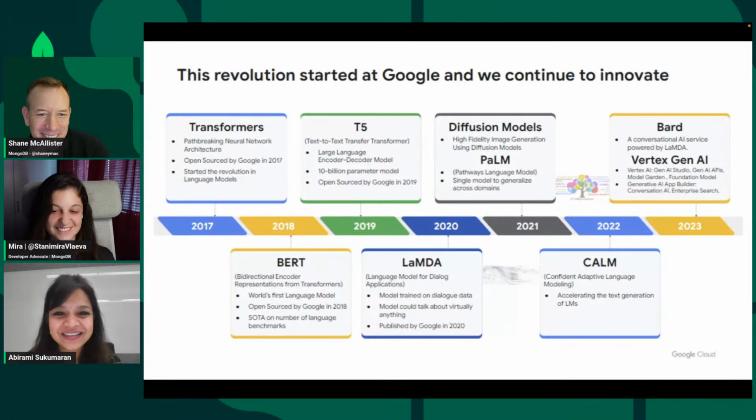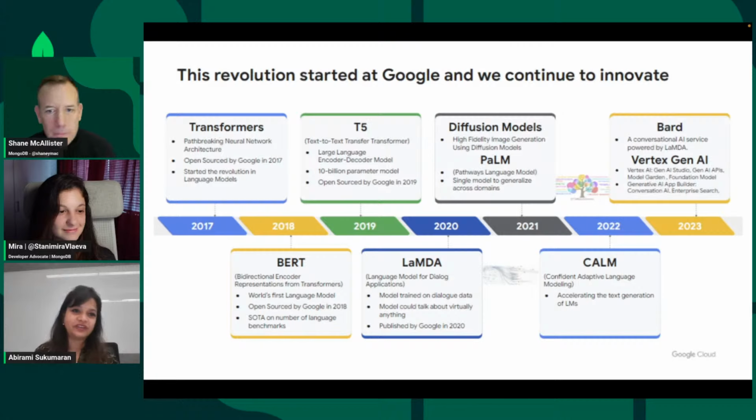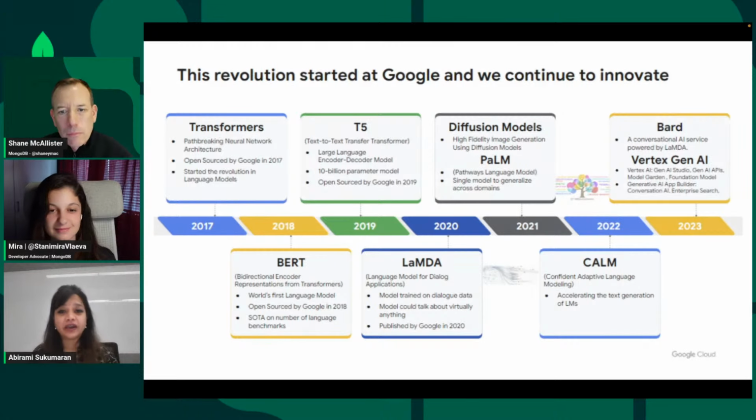And then the diffusion models, and now with generative AI, Bard, which is the consumer, user-facing app, and then the generative AI APIs that are made available in Google Cloud's Vertex AI.